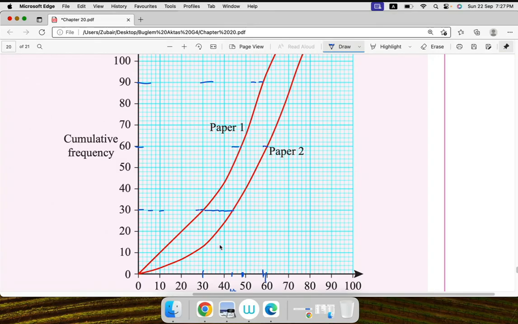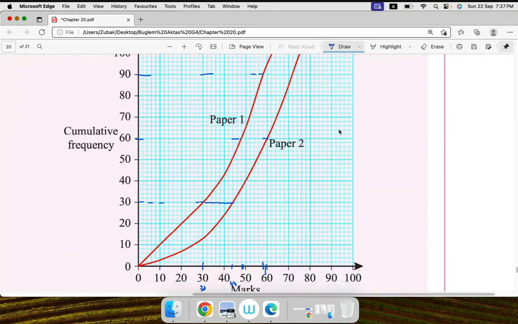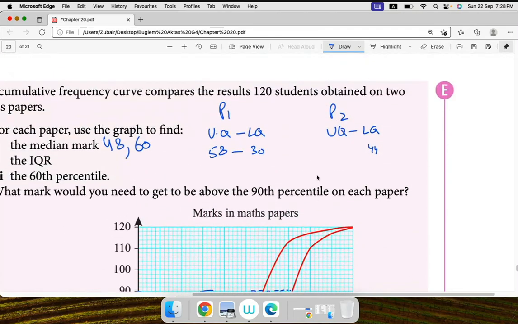One box before that, so 58. 58 for the first one, and for the second one, 72. So 58 minus 30 is 28 and 72 minus 44 is 28. Surprisingly the same. The 60th percentile for both of them.